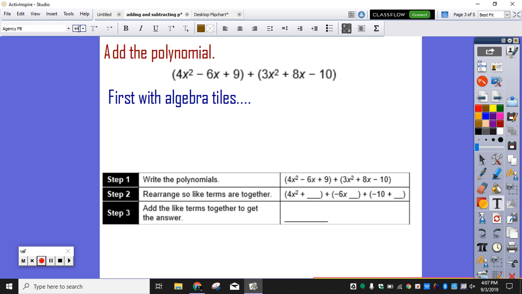I think I'm going to have to make my font a little smaller. We'll try that. So let's see, 3x squared. Okay, and then the negative 6x is a like term with this positive 8x because they have the same variable, the same exponent. So plus 8x.